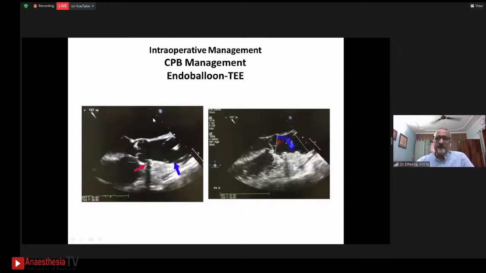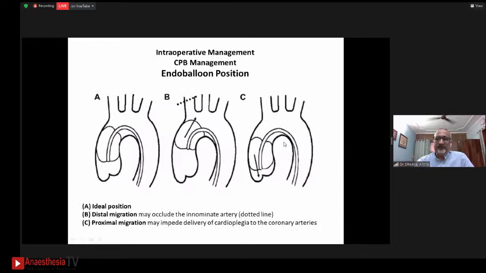Then the role of TEE comes. We have to check the proper position in the aorta. This is the proper position of the endoaortic balloon, and you can see the jet of cardioplegia going through the coronary arteries. And checking the position is important. This is the ideal position of the endoballoon, and whenever distal migration occurs, there will be obstruction of the innominate artery. That is why we have to put the right radial cannulation in these patients. It will show the right radial pressure suddenly decreasing.